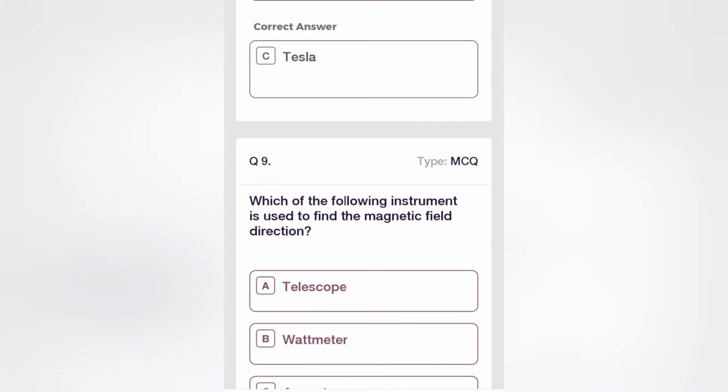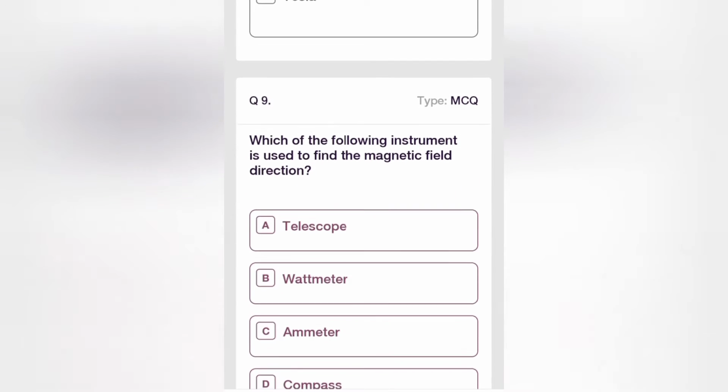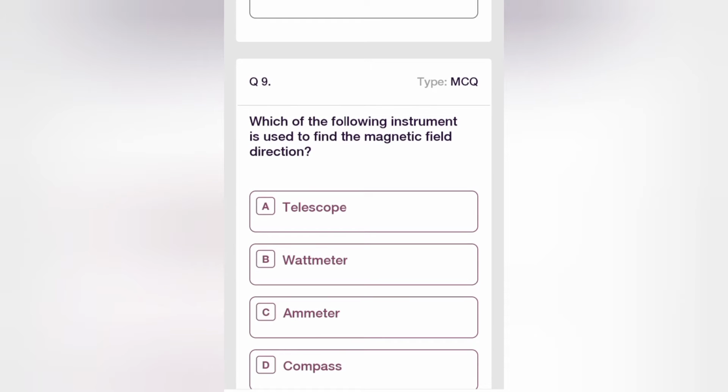Which of the following instruments is used to find the magnetic field direction? Telescope is used to see long distances, and then wattmeter is used to measure the power. Ammeter is used to measure the current. Compass is used to find the direction. So option D is the correct answer.